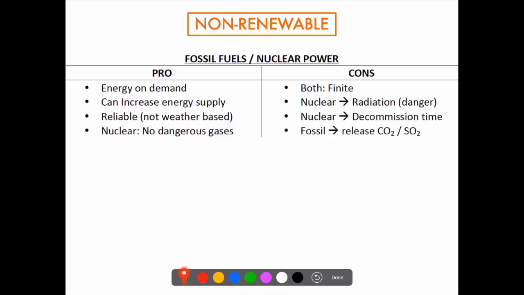Also, with fossil fuels, the problem is that they release carbon dioxide and sulfur dioxide. Carbon dioxide is a greenhouse gas, which causes global warming. Sulfur dioxide can cause acid rain.